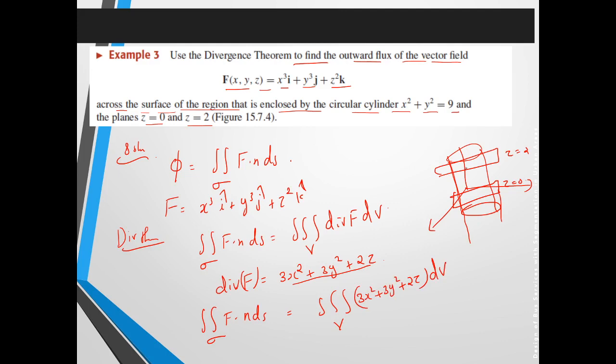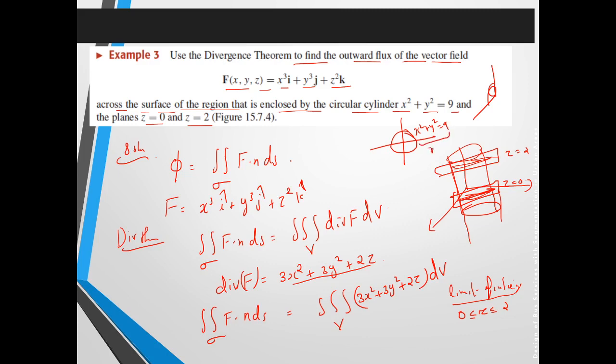Now we will find the limits of integration. Since dV is a triple integral, we will have x, y, z. First we find the limit of z: 0 to 2, because it is cut by the planes z equal to 0 and z equal to 2. Now if we project onto the xy plane, what do we get? A circle, x square plus y square equal to 9, with radius 3.